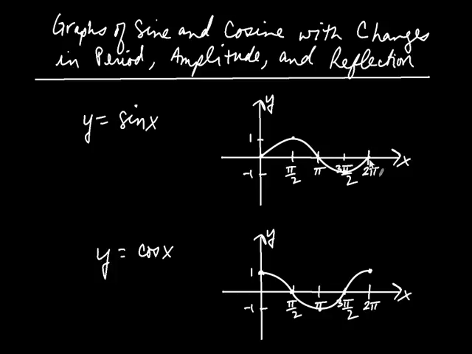So we're going to ask ourselves, how do each of those 5 points change to get the transformed graph of sine? And likewise for cosine, key point 1, key point 2, 3, 4, and 5. So with that in mind, let's go ahead and look at some changes in period, amplitude, and reflection for the graphs of sine and cosine.